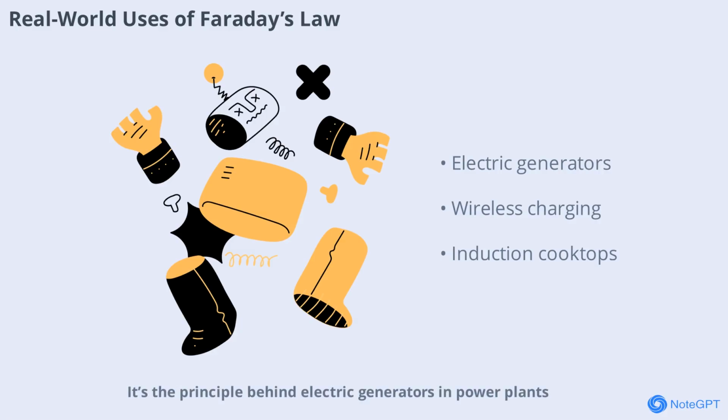It's the principle behind electric generators and power plants, which supply electricity to homes and businesses. It also powers induction cooktops, electric guitars, and even wireless charging devices. By understanding how changing magnetic fields induce currents, engineers have created countless devices that make modern life possible.